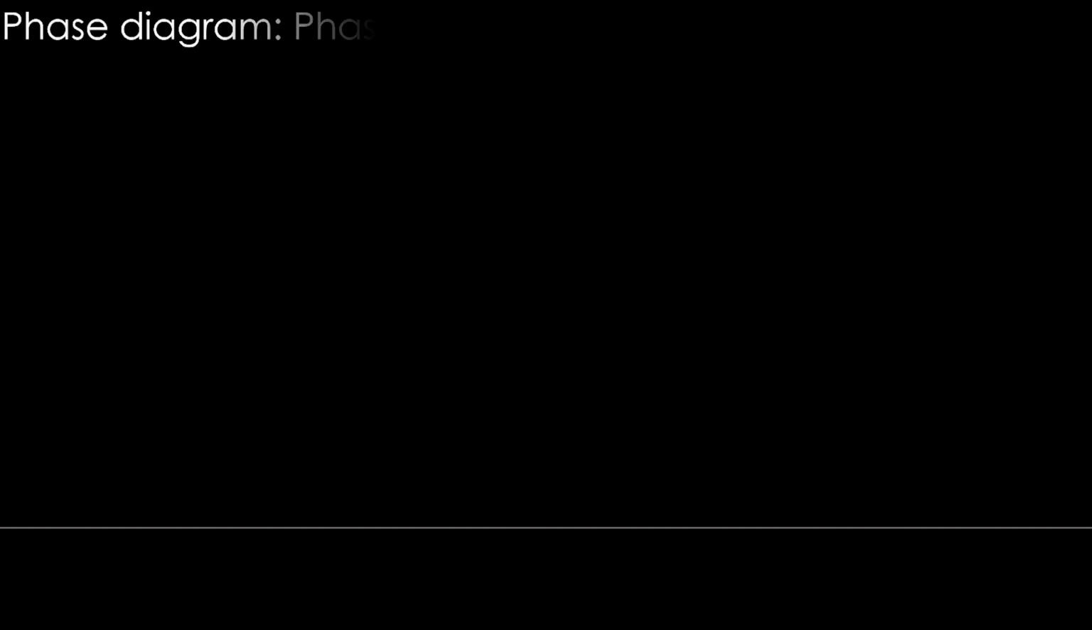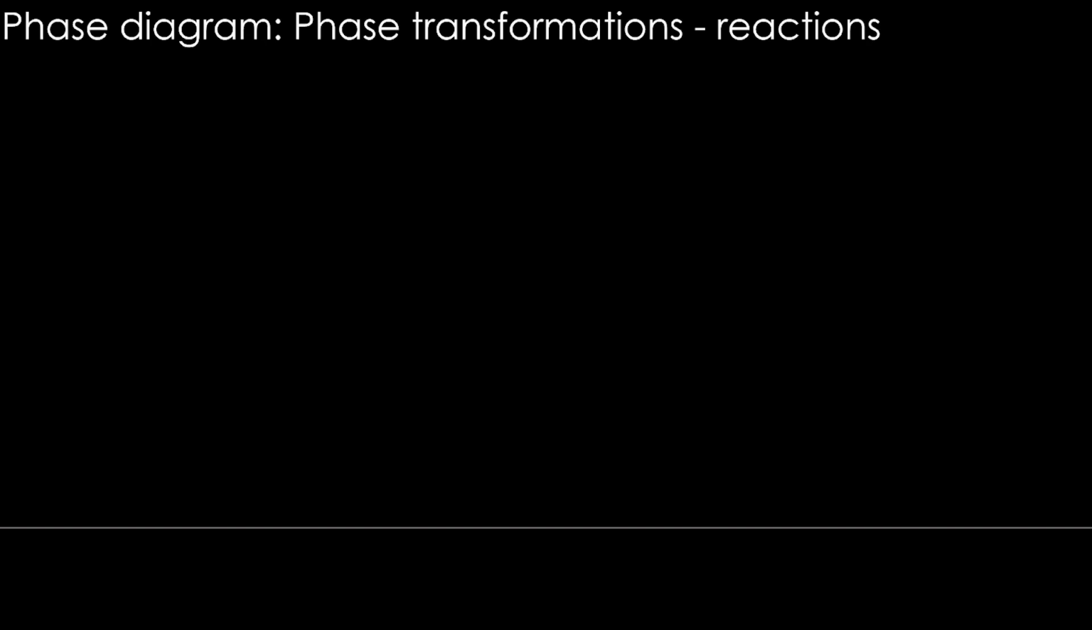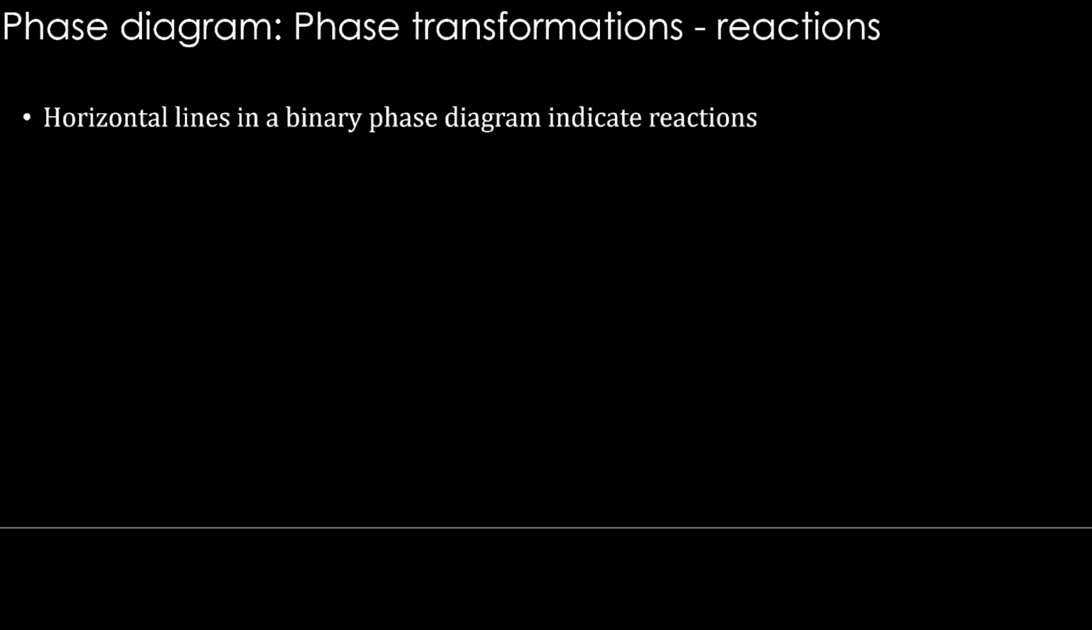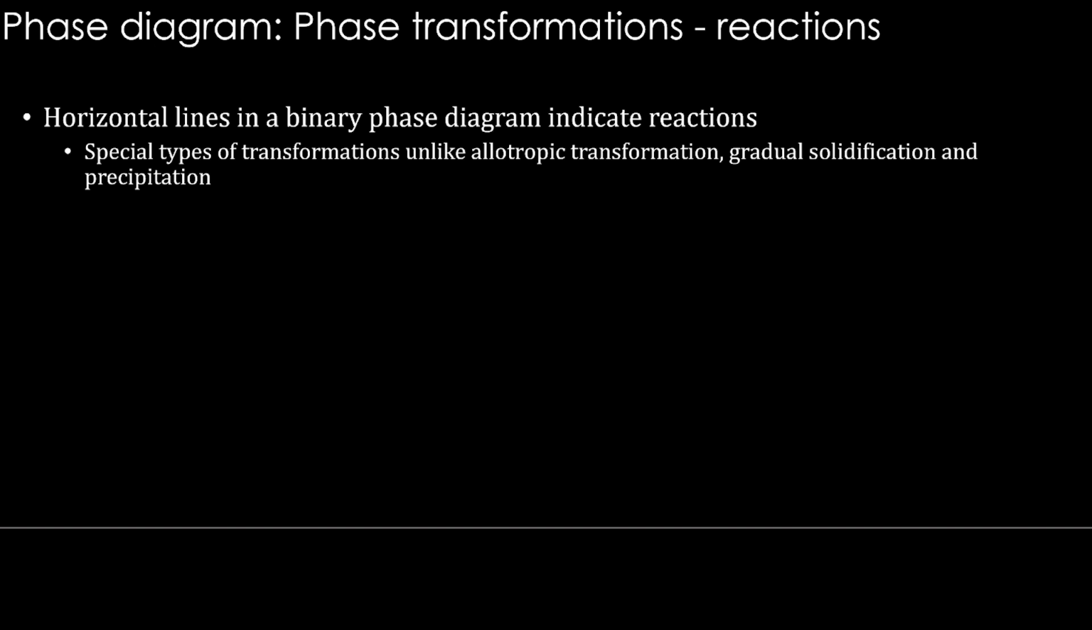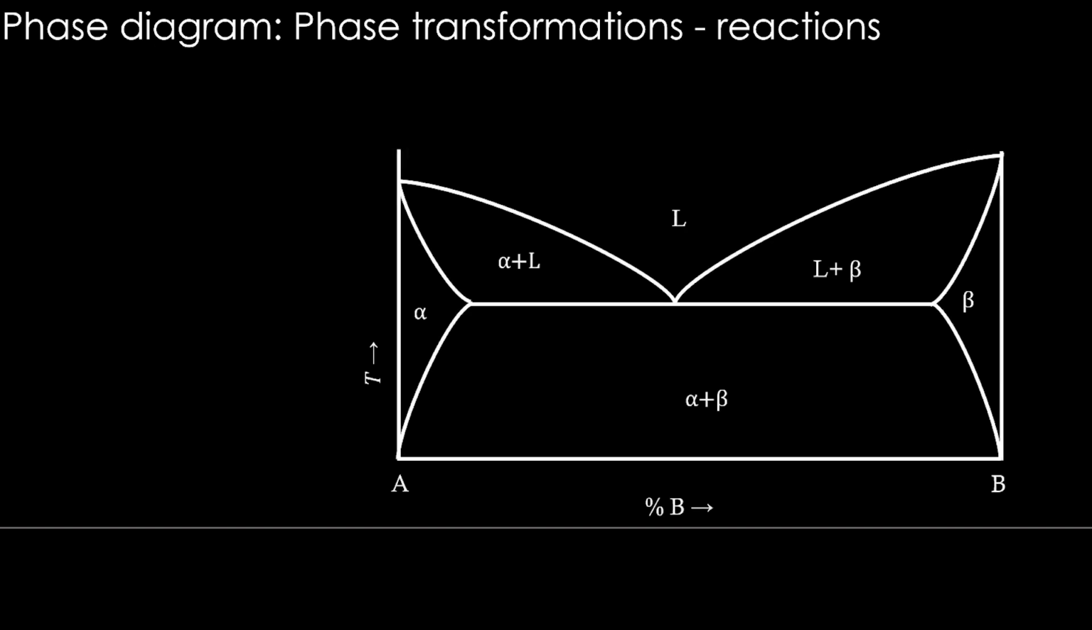Now comes one of the most important types of transformations called reactions. Horizontal lines in a binary phase diagram indicate reactions. These are special types of transformations, but they are not like allotropic transformations or gradual solidification that we have just seen, or precipitation. Okay, let's look at one type of that. That is the first type of reaction that we are going to see.